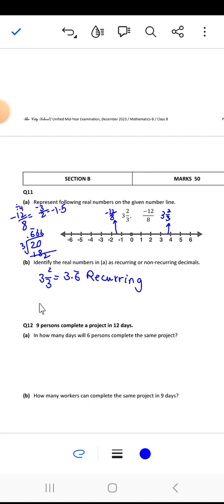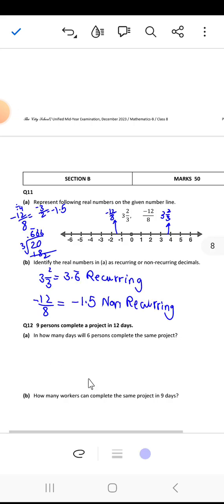And minus 12 by 8 is equal to, we have just solved it, minus 1.5. So it's non-recurring because it is a terminating decimal. Recurring is the one where there is a repetition after the decimal. Non-recurring is the one where there is no repetition. So, moving on to the next question.